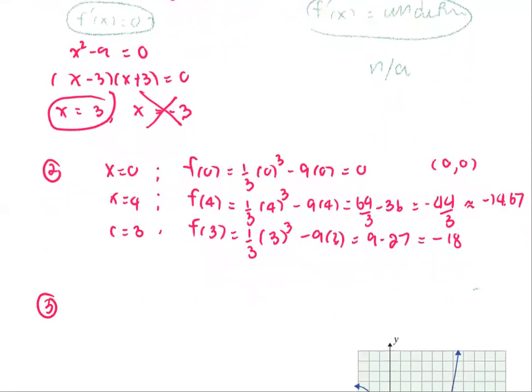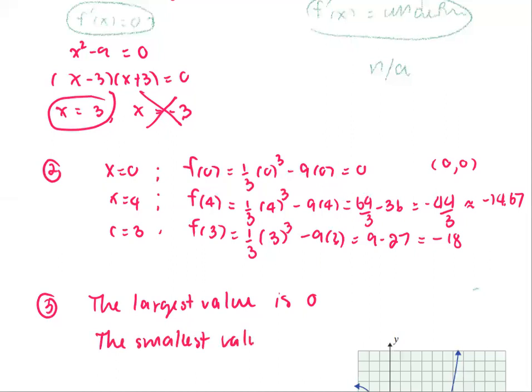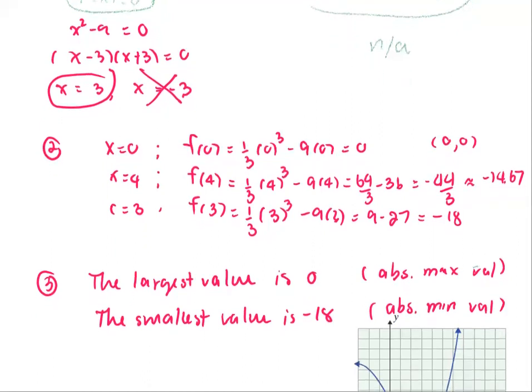The next step, which is the last step of finding the absolute max and absolute min, we are going to compare those numbers. The largest number among those three numbers is 0, and the smallest value is negative 18. Therefore, 0 is the absolute maximum value and negative 18 is the absolute minimum value on the interval 0, 4, because we do not worry about the rest of the graph. We just look at the portion of the graph between x equals 0 and x equals 4.